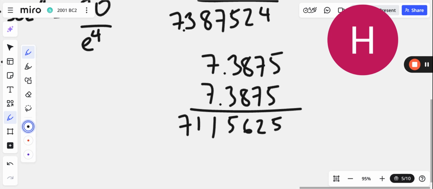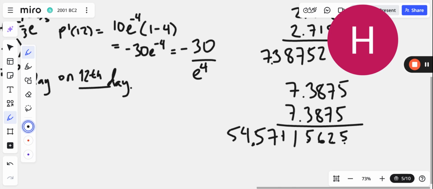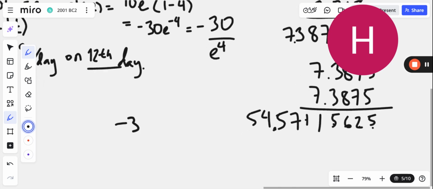It's getting tougher. Let's see, 42 and 13 is 55. And then we have 54. 1, 2, 3, 4, 5, 6, 7, 8. So about 54.57. Let's see, do we have to divide that? Yeah, I guess we need to divide that, huh? 30 divided by this. This is getting insane.